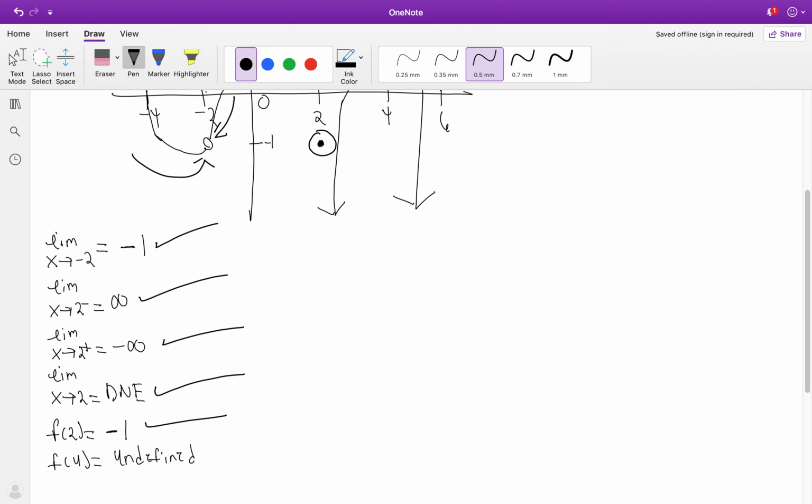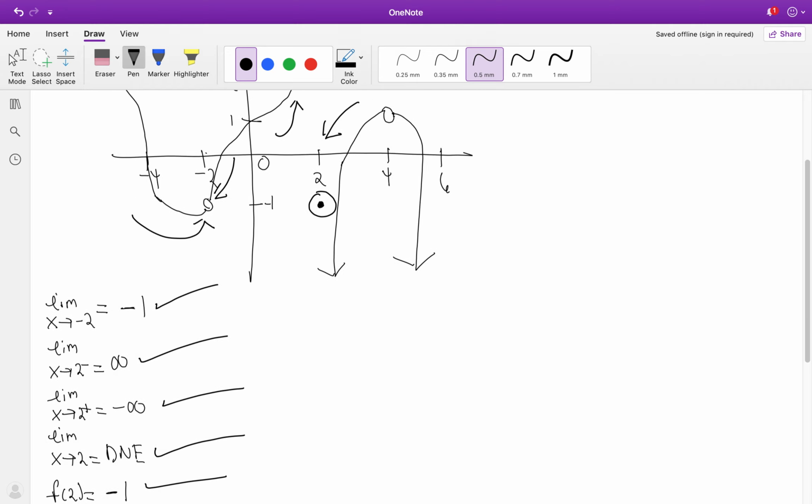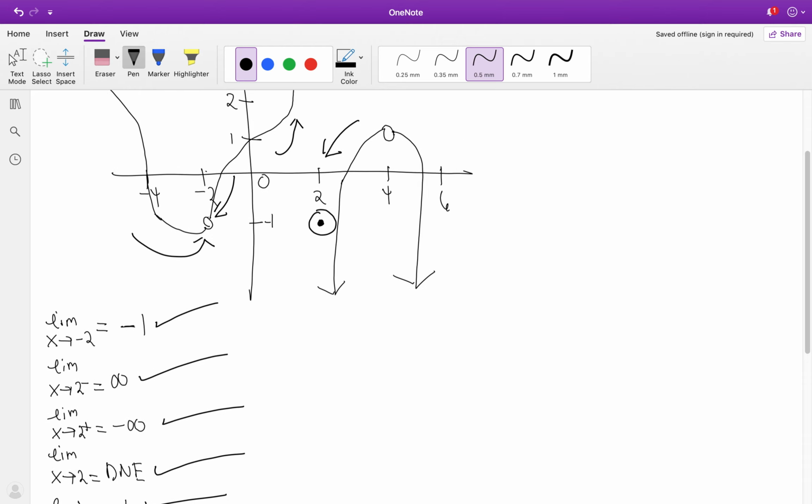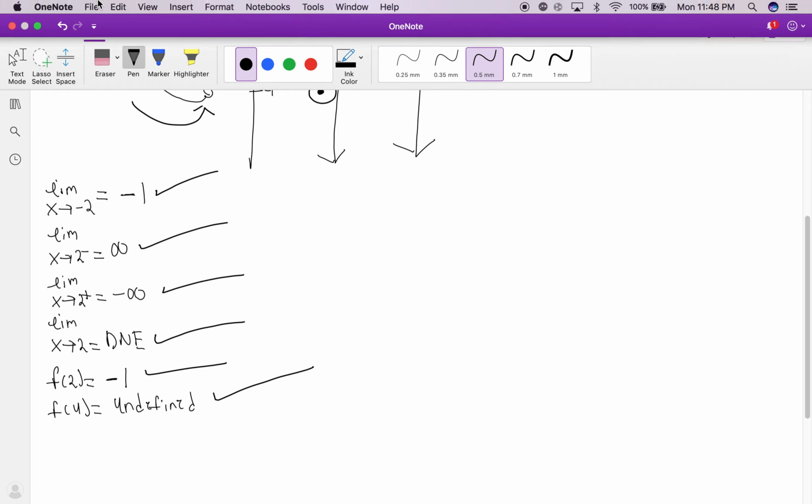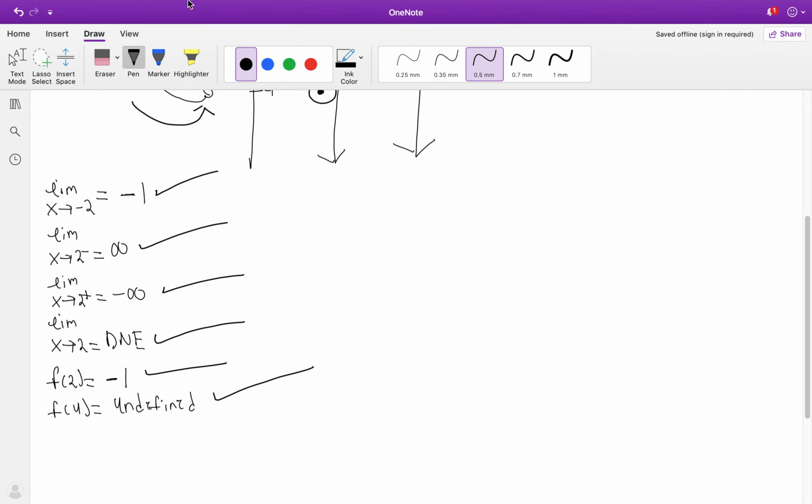And then the last question, f of 4. So f of 4, there is no point defined right here. We have a hole, so we can say that f of 4 is undefined. And so that's basically what you can expect from evaluating limits through a graph. And so in this lesson, I went over solving limits algebraically and graphically, as well as basic limit operations. Thank you, and I hope this helped.